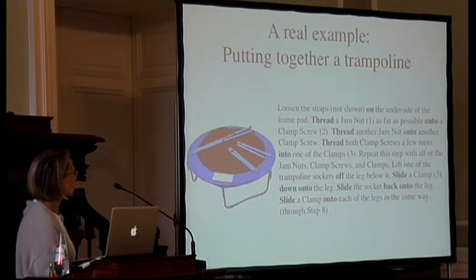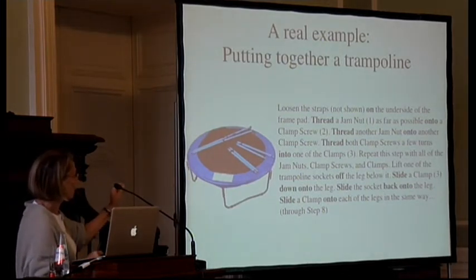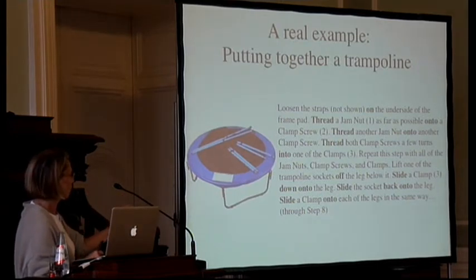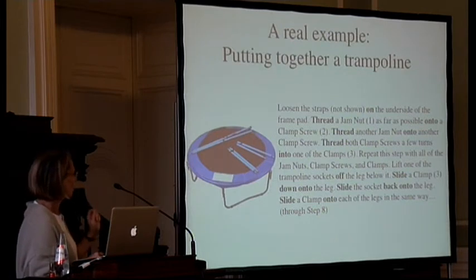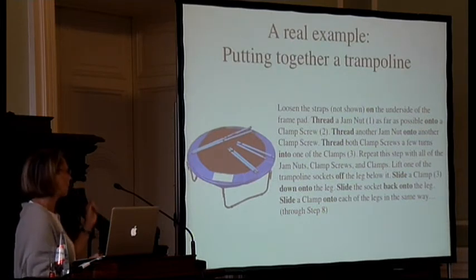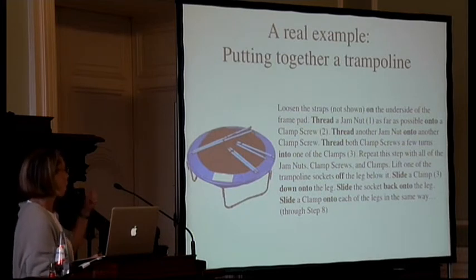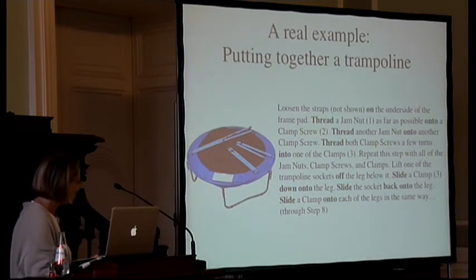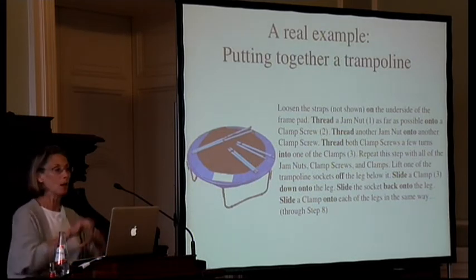So it says: loosen the straps, not shown, on the underside of the frame pad, thread a jam nut as far as possible onto a clamp screw, thread another jam nut onto another clamp screw, thread both clamp screws, repeat this step with all the jam nuts, clamp screws, and clamps, lift one of the trampoline sockets off the leg, slide a clamp down onto the leg, slide the socket back onto the leg, slide a clamp onto each of the legs in the same way through step 8.